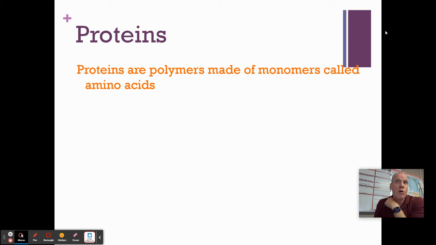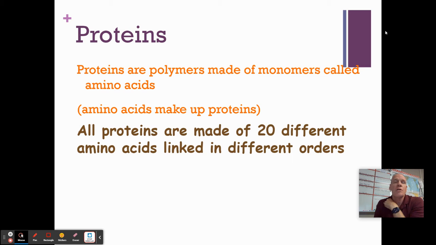And as I say, proteins are polymers made of the monomers called amino acids, and amino acids do make up proteins. So all the proteins that we talk about in just about every single living organism are made up of 20 different amino acids. There are literally thousands of amino acids out there in the world, but all living organisms only use 20 of these thousands of different amino acids. We use the same 20. It's one of the biggest pieces we have for the unity of all life, meaning there's a common ancestor to all living organisms on this planet.